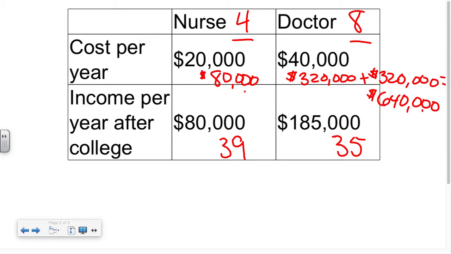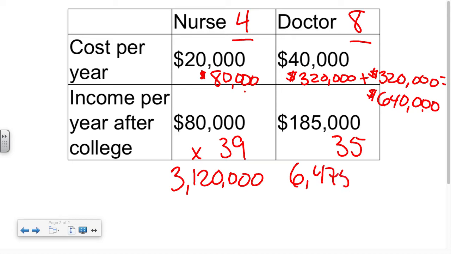If I were to go work as a nurse for 39 years and I was making an average of $80,000 a year, we multiply these, I'm going to make $3,120,000. If I were to do this as a doctor, I would make $185,000 on average times 35 years, which means I would make $6,475,000. Okay, so this is how much I would make just from these brackets right here.